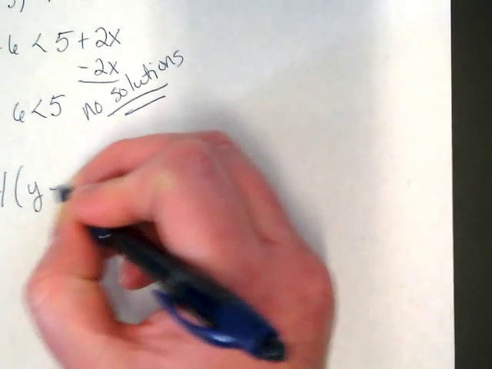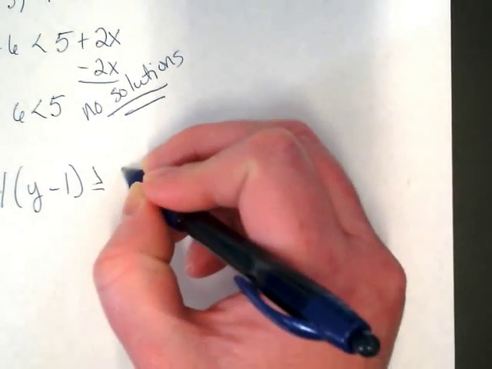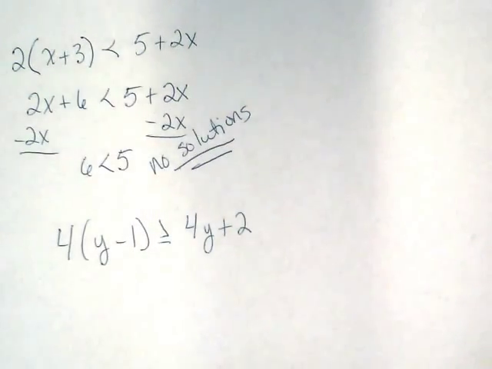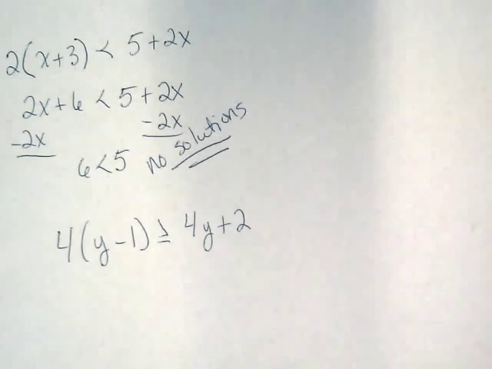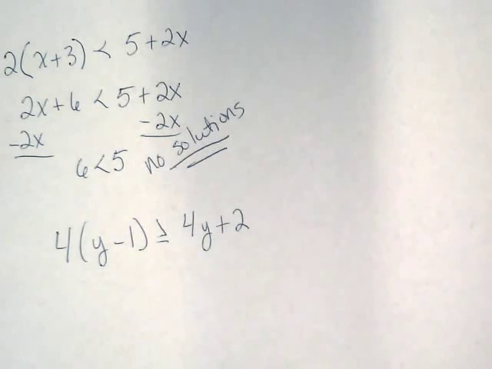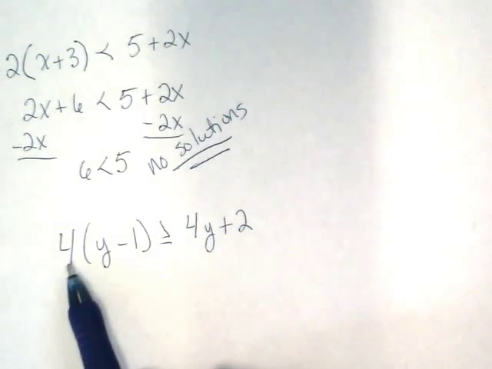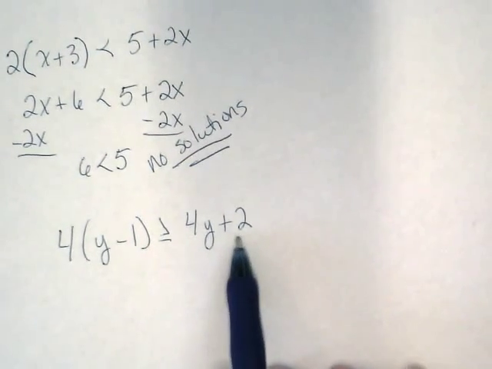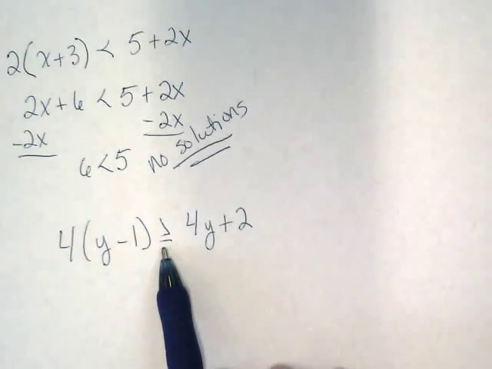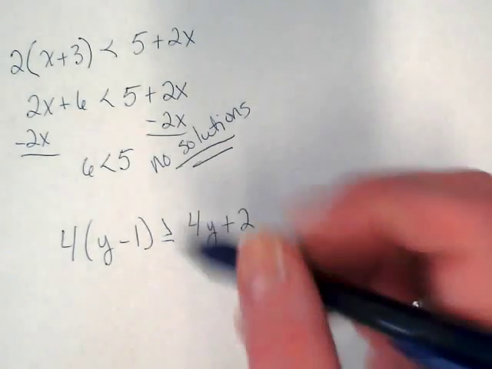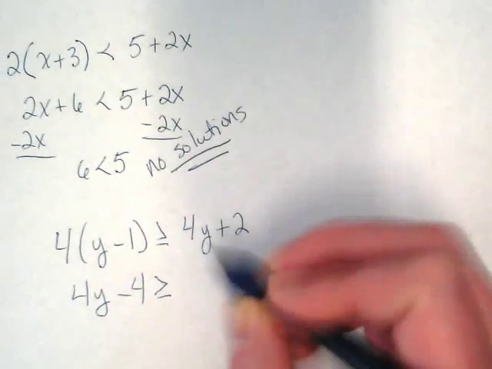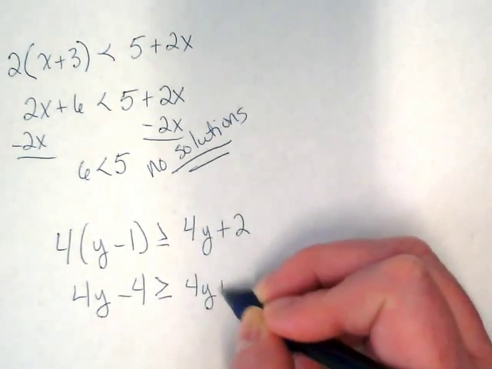4 times y minus 1 is greater than or equal to 4y plus 2. Just looking at this, I can already see what's going to happen. We're going to end up with this 4 being a negative, and this 2 is what? Positive. And negatives are never greater than or equal to positives. But let's see what happens. We get 4y minus 4 is greater than or equal to 4y plus 2.